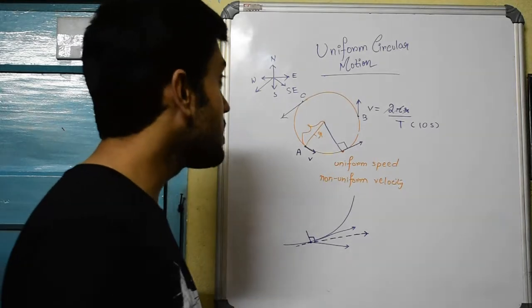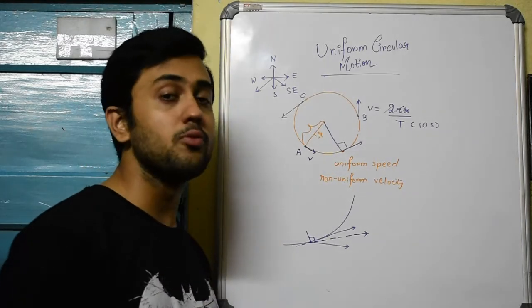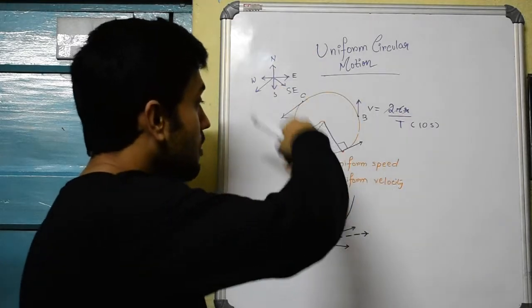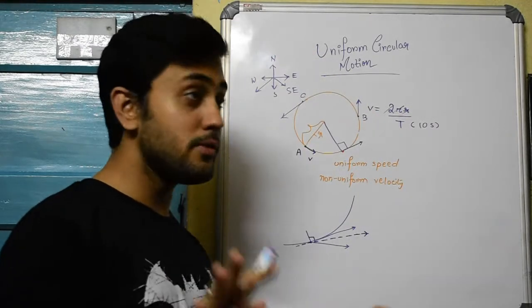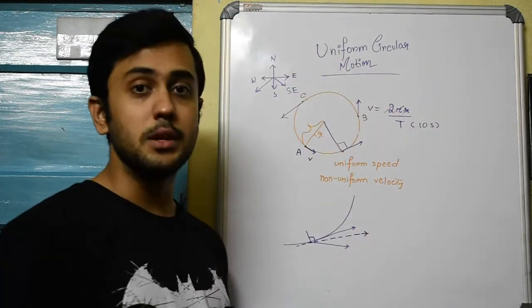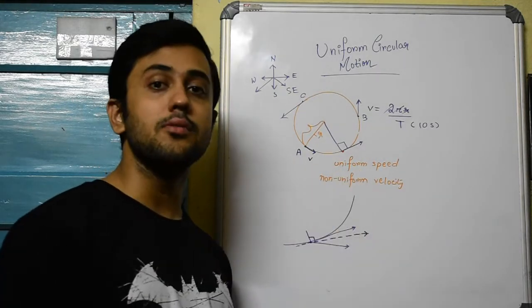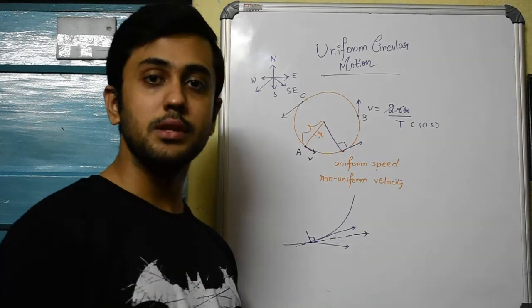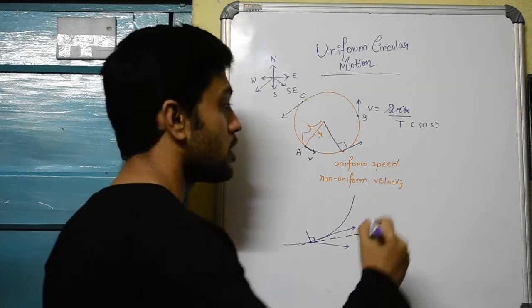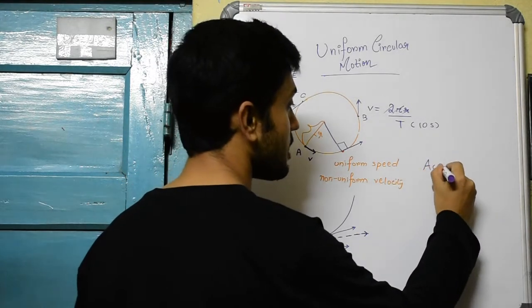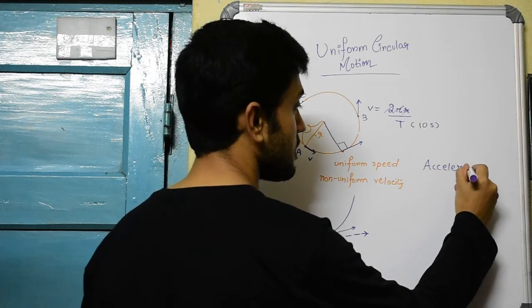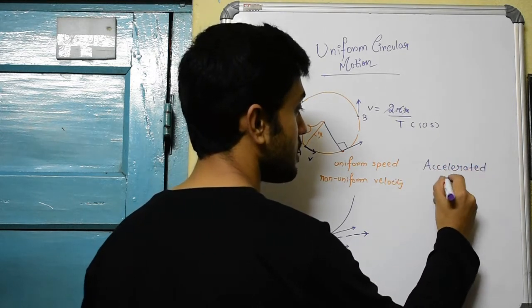So that means that when a particle or any body, it could be you and me as well, is traveling in a perfect circular path, even with a uniform and constant speed, since we are changing direction at every instant, it is a case of non-uniform velocity. And whenever there is non-uniform velocity, what do we say? The motion is accelerated. It is an accelerated motion.